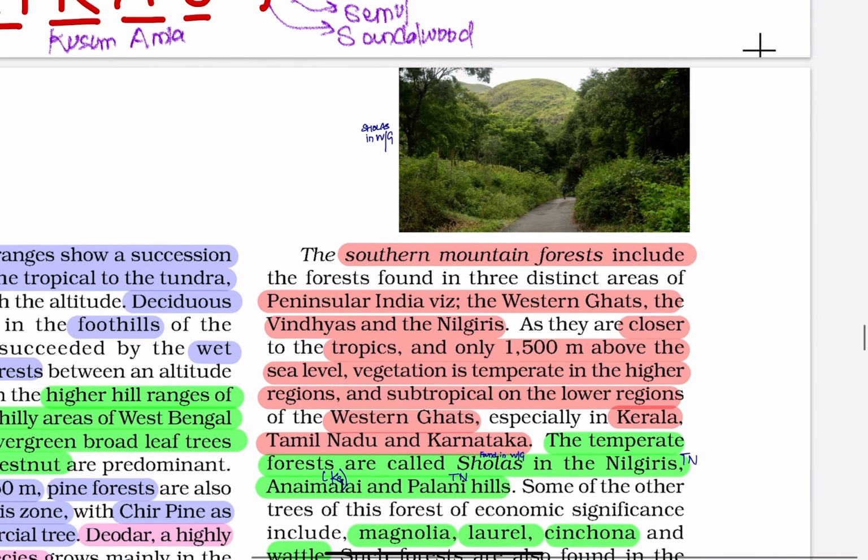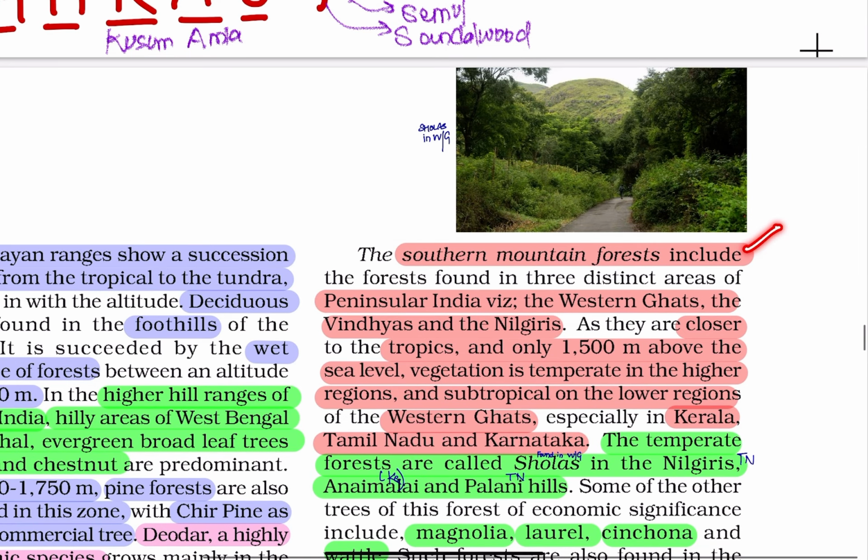So these are called the sholas in Western Ghats, right? The southern mountain forests include forests which are found in three distinct areas of peninsular India. One, the Western Ghats; second, the Vindhyas; and third, the Nilgiris, right? Western Ghats, Vindhyas, and Nilgiris. You can remember it as WNV: Western Ghats, Nilgiri, and Vindhyas.